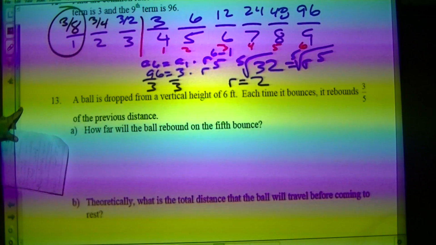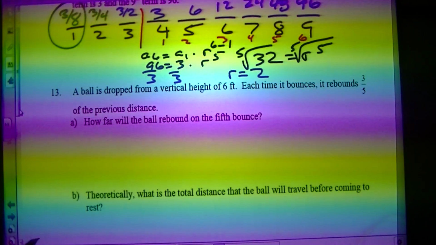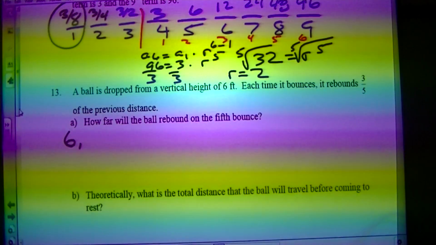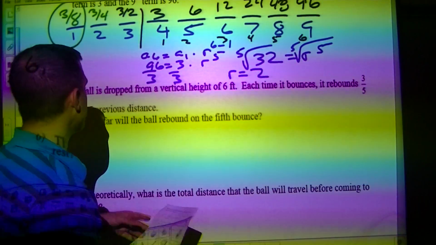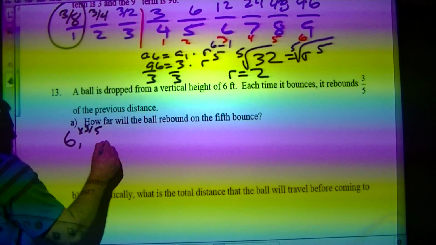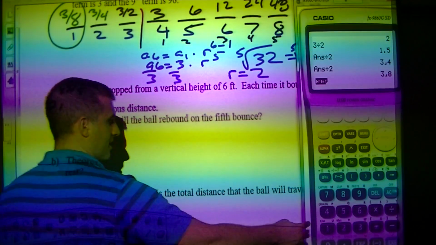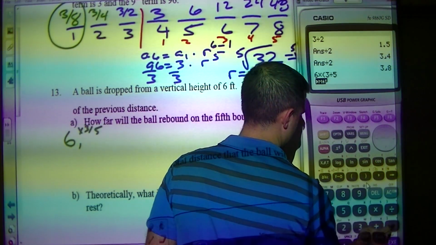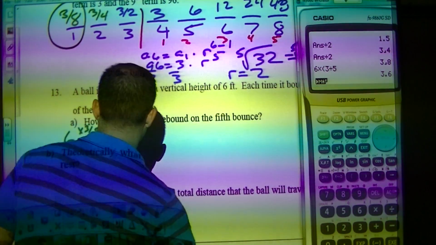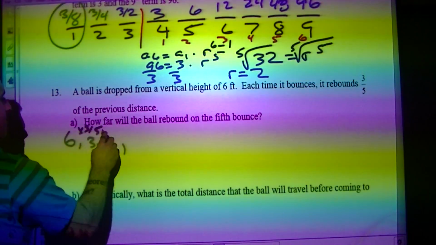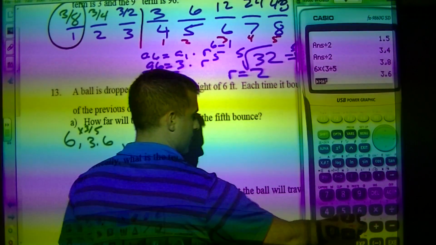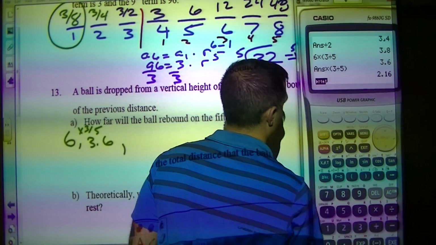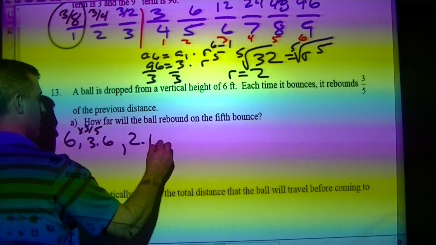It says a ball is dropped from a height of 6 feet. Each time it bounces, it rebounds 3/5 of the previous distance. So the first term is 6. That's a geometric sequence, so I'm going to multiply by 3/5. 6 times 3/5, so for the first bounce it's at 3.6 height. Then I multiply by 3/5 again and get 2.16.